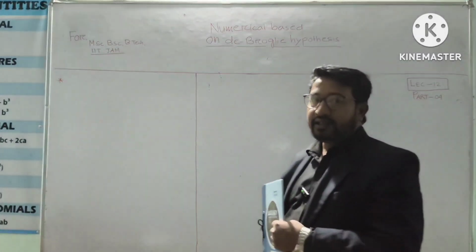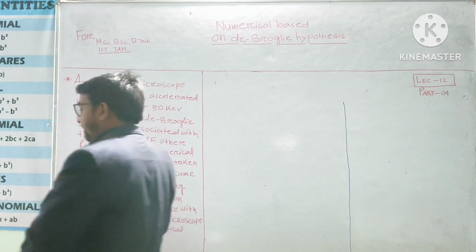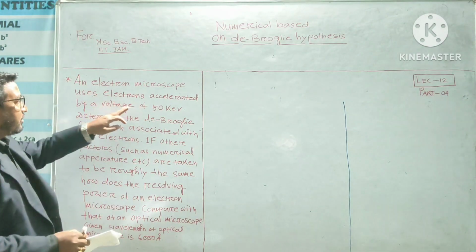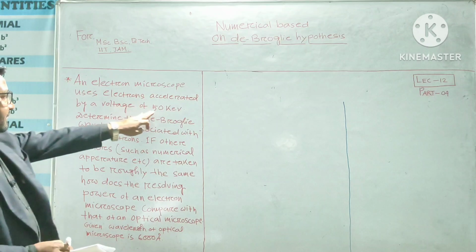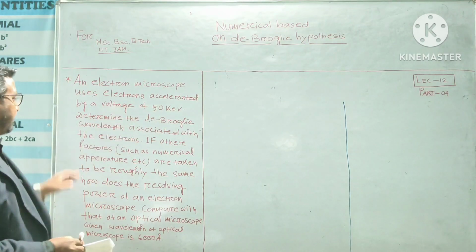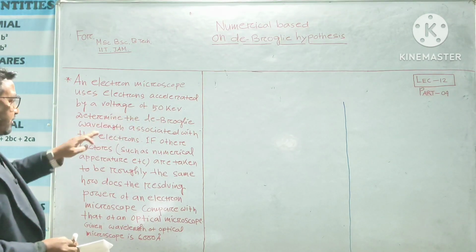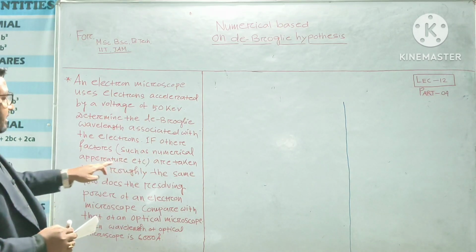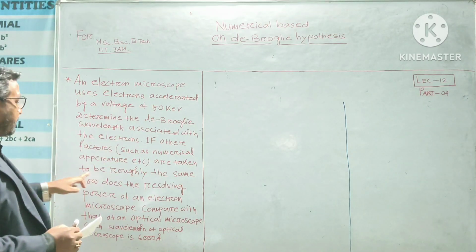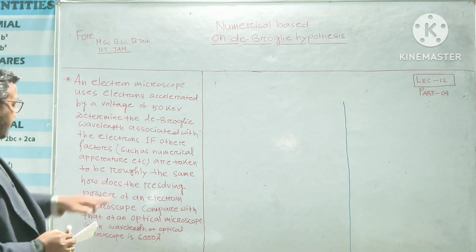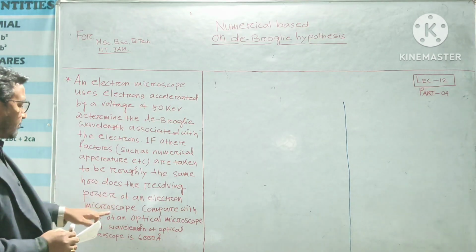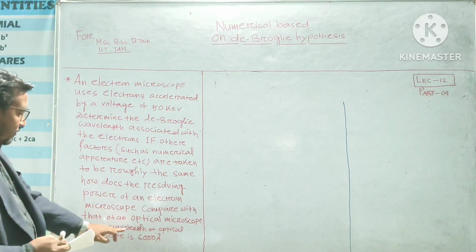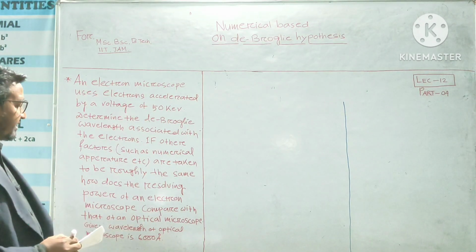So our first numerical, the statement of this numerical problem: an electron microscope uses electrons accelerated by a voltage of 50 kilo electron volt. Determine the de Broglie wavelength associated with the electrons. If other factors such as numerical aperture etc. are taken to be roughly the same, how does the resolving power of an electron microscope compare with that of an optical microscope, given that the wavelength of the optical microscope is 6000 angstrom?